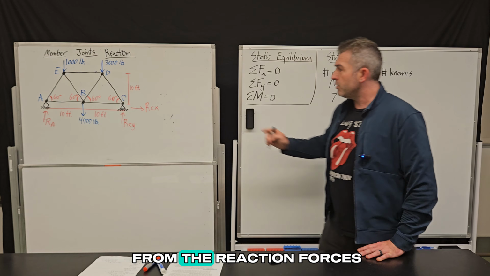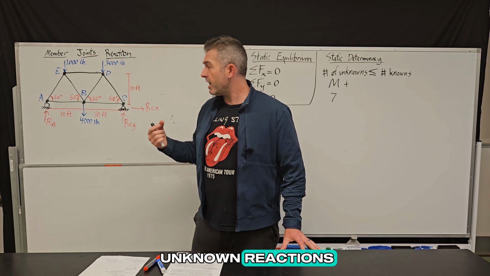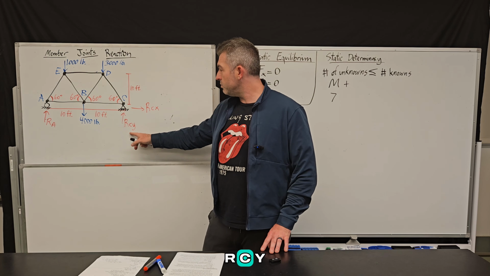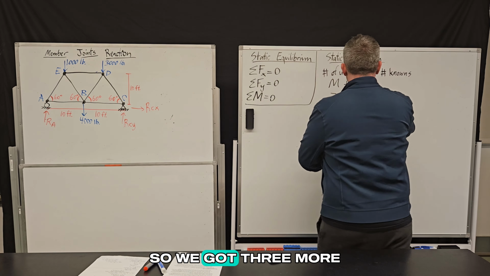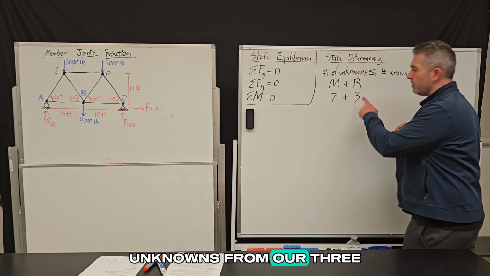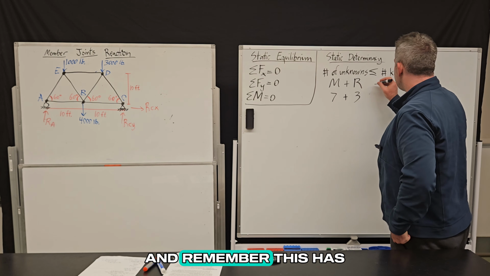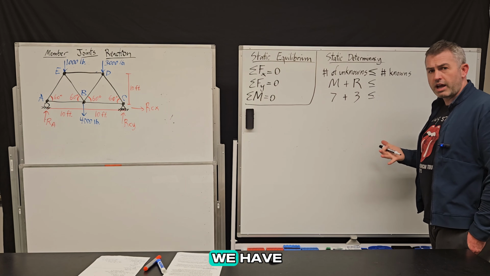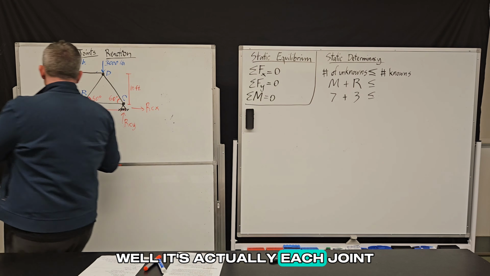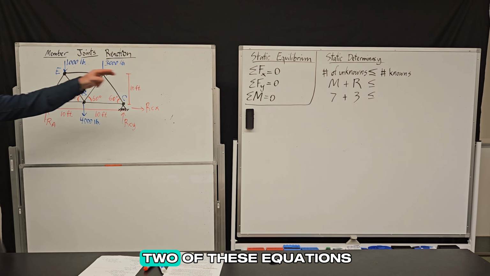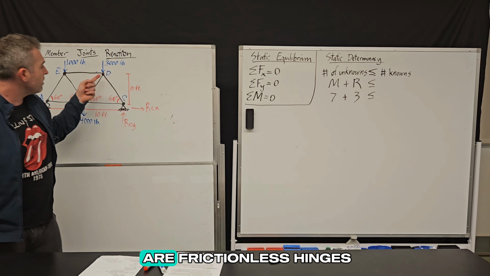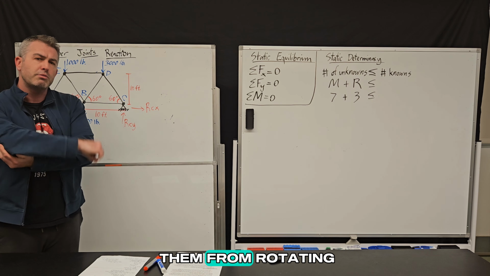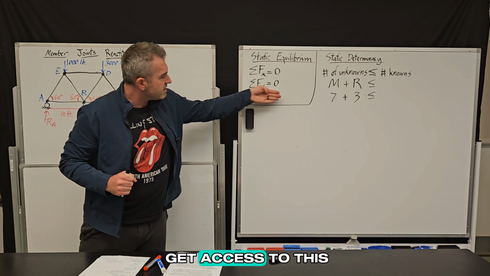But they also come from the reaction forces. We have how many unknown reactions? 1, 2, 3. Remember, we have RA, RCY, and RCX. So we got 3 more unknowns from our 3 unknown reaction forces. And remember, this has to be less than or equal to the number of knowns. Well, how many knowns do we have? Well, it's actually each joint, you get access to 2 of these equations, because remember, these joints are frictionless hinges, so there is no rotational force at the joints. There's no force stopping them from rotating, which means we don't get access to this third equation.